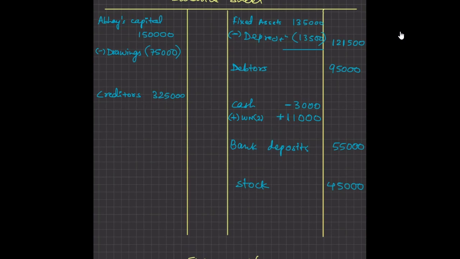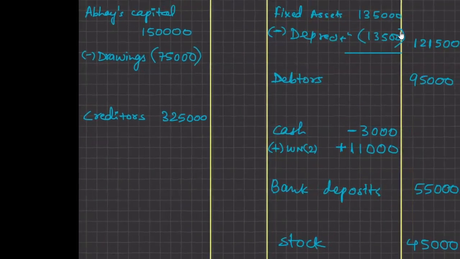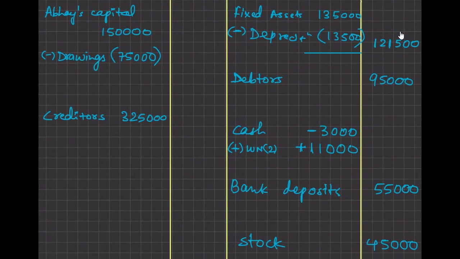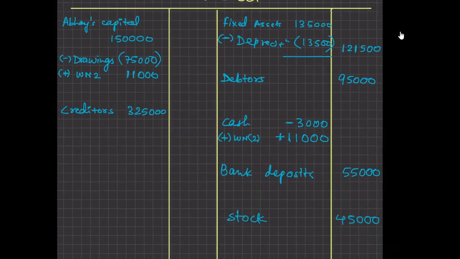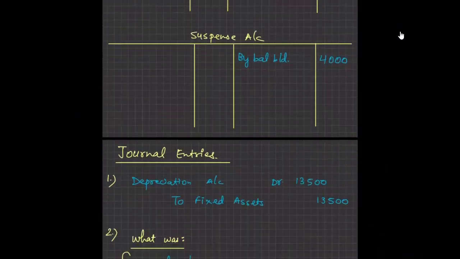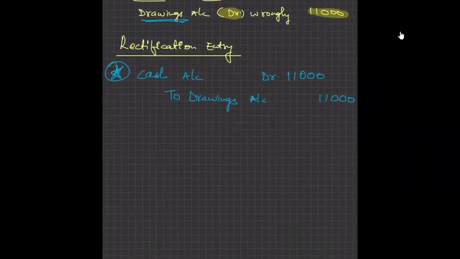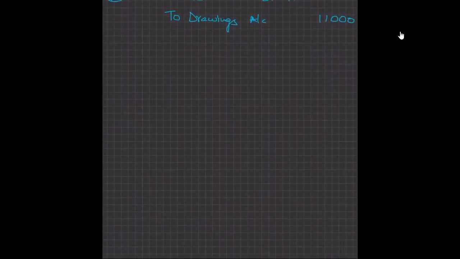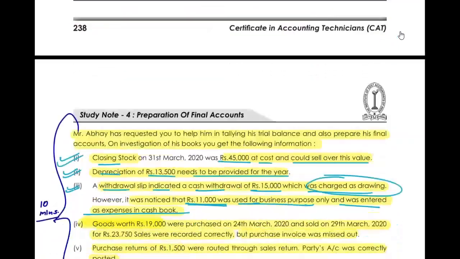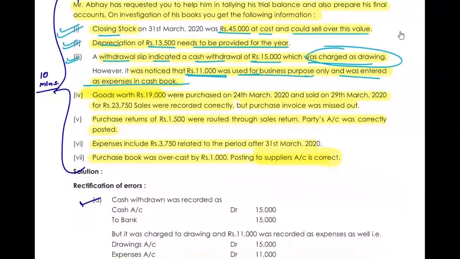And if I want to subtract the drawings, you can see here already the drawings are subtracted. So to reverse it as per working note number 2, I would add 11,000 over here, because obviously minus minus will become plus. So that was the rectification entry for the second adjustment. Any doubts? Let us go to the third one.